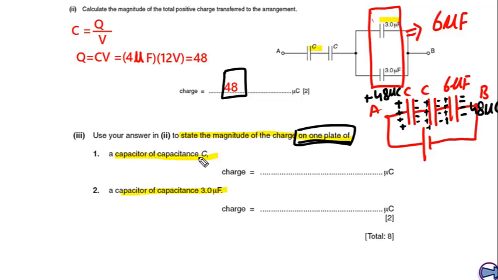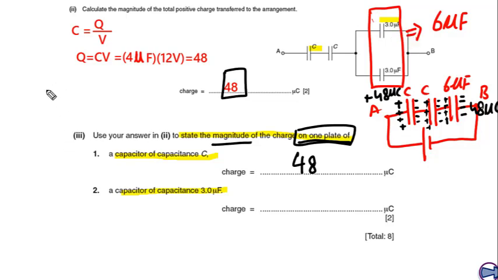Now, the first question is asking you about the capacitor of capacitance C, meaning the magnitude of charge on that one. So this is straightforward. As we have already said, this is equal to 48 microcoulombs. Very easy to find. But the confusing part for many students is this one, how to find the magnitude of charge on 3 microfarads.